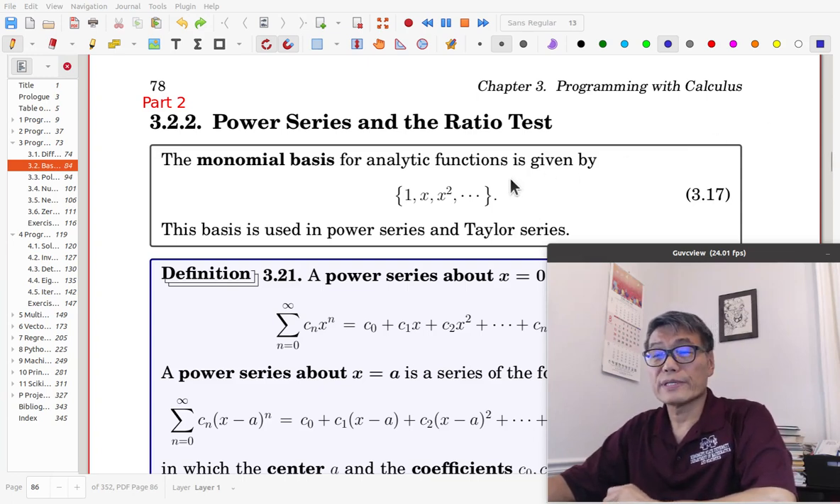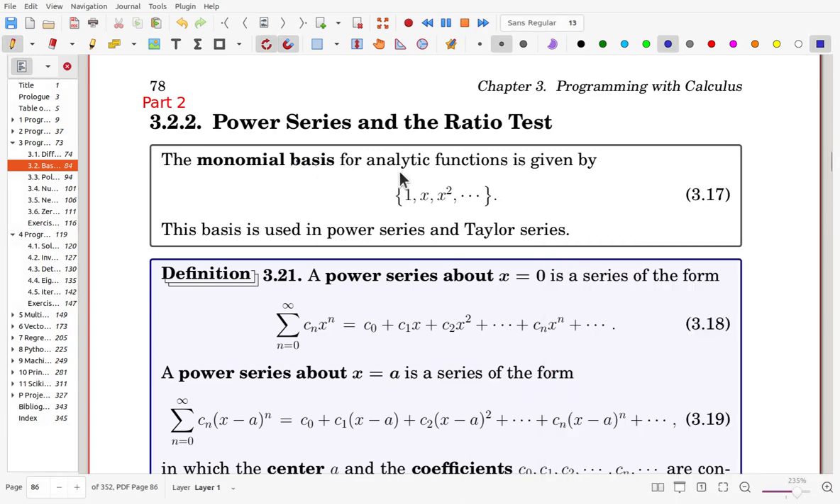Part 2 of Section 3.2, Power Series and the Ratio Test. The monomial basis for analytic functions is given by the collection of monomial terms, 1, x, x squared, and so on. An analytic function is a function which can be differentiated infinitely many times. So analytic functions are smooth functions.